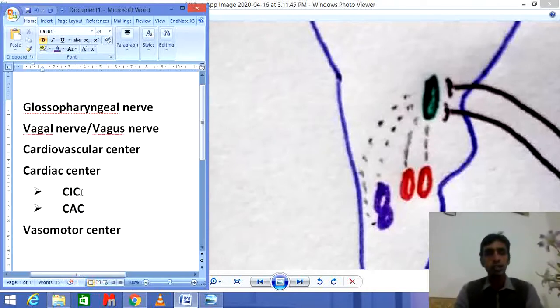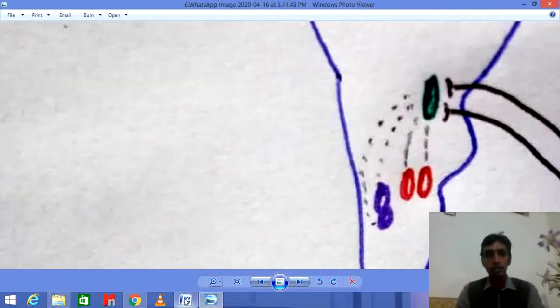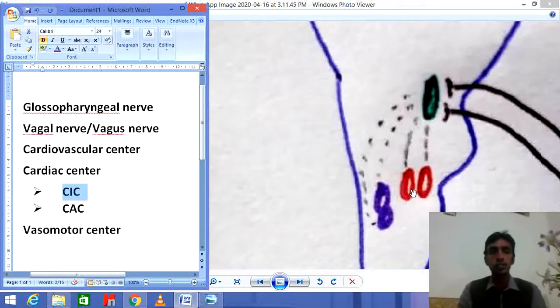Cardio-inhibitory center, CIC, represents the cardio-inhibitory center. This one is the cardio-inhibitory center, CIC, and this one is CAC, the cardio-activatory center. Now focus on this diagram.